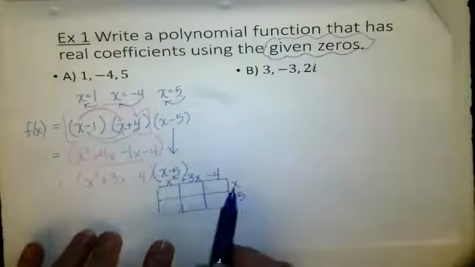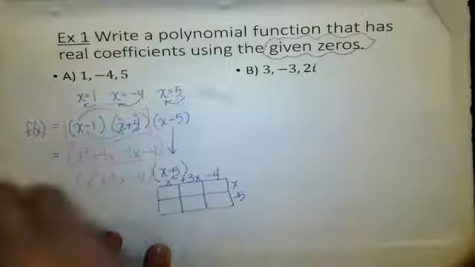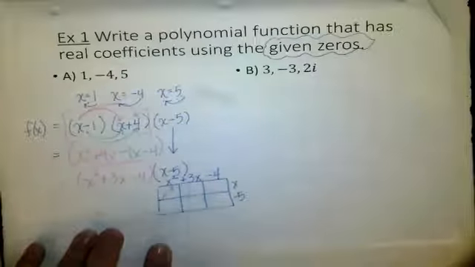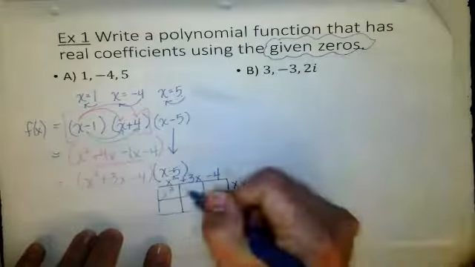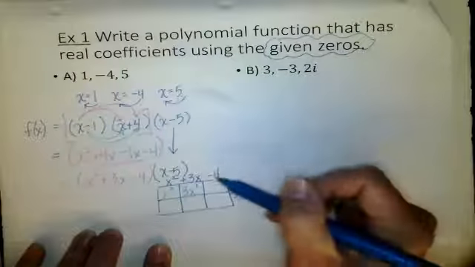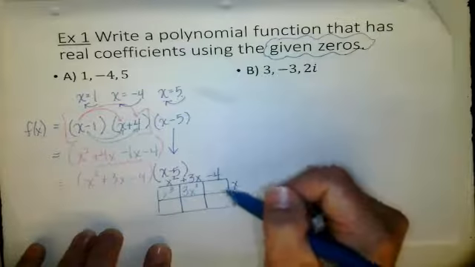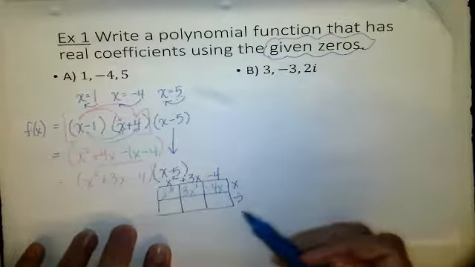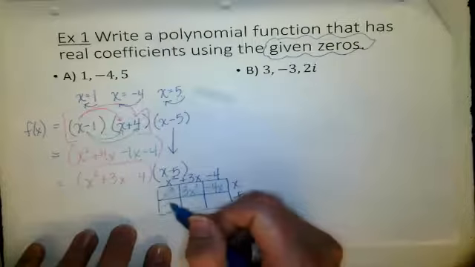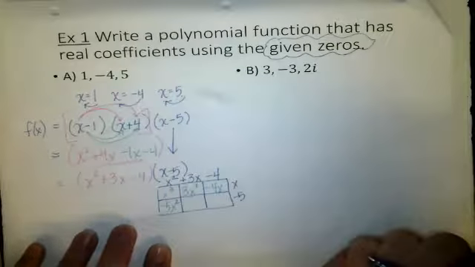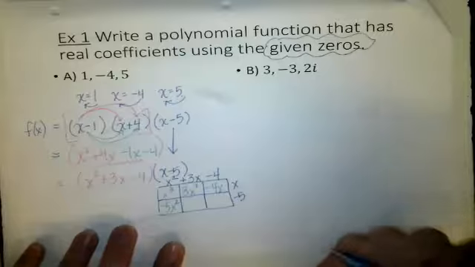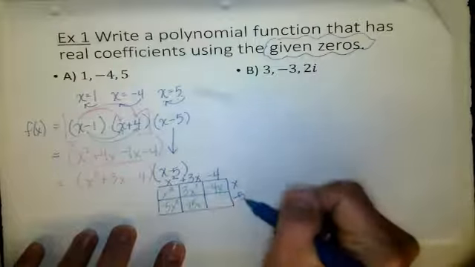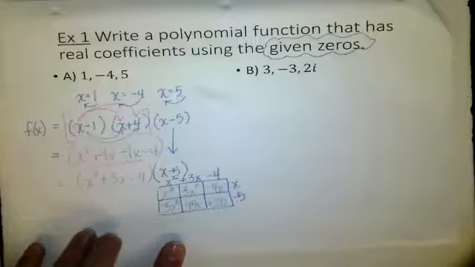What is x squared times x? x cubed. And 3x times x, 3x squared. -4 times x, -4x. x squared times -5, -5x squared. 3x times -5, -15x. And -4 times -5 gives me a positive 20.